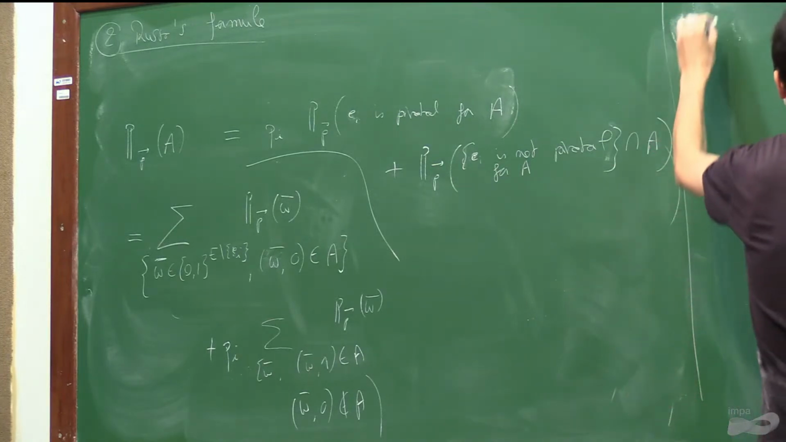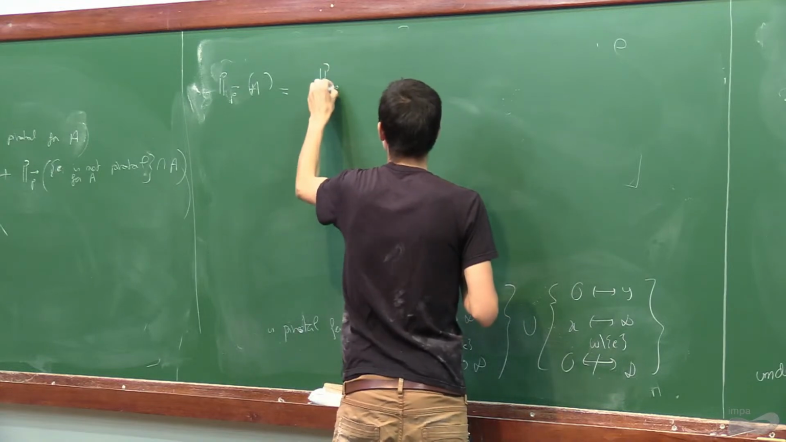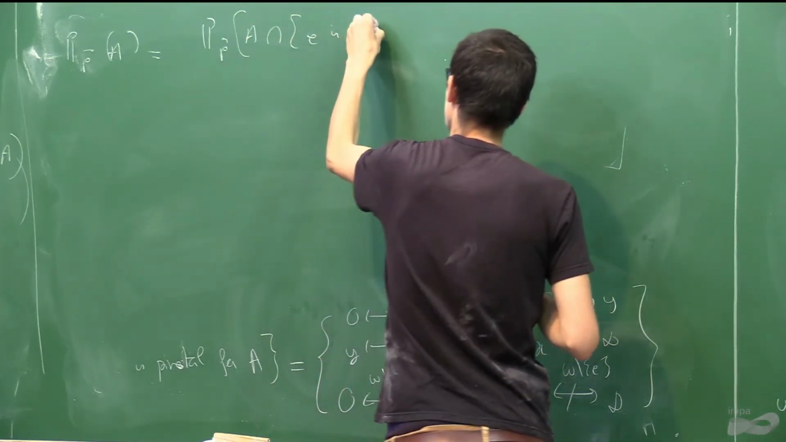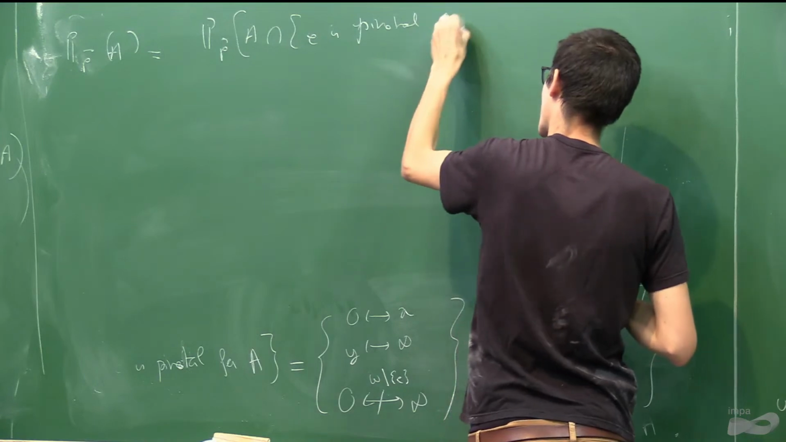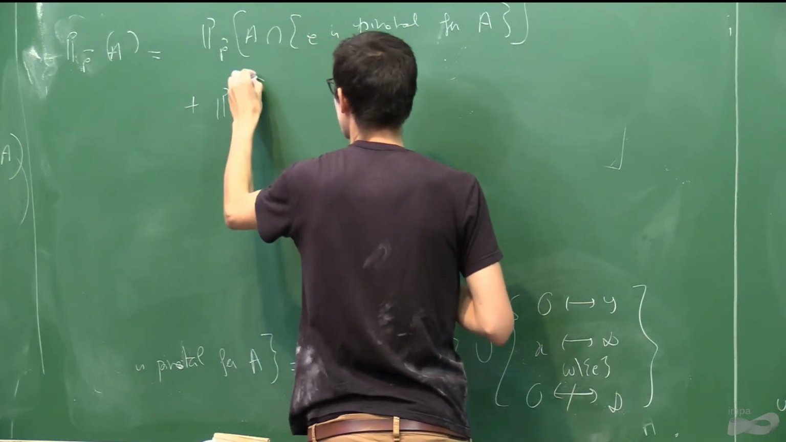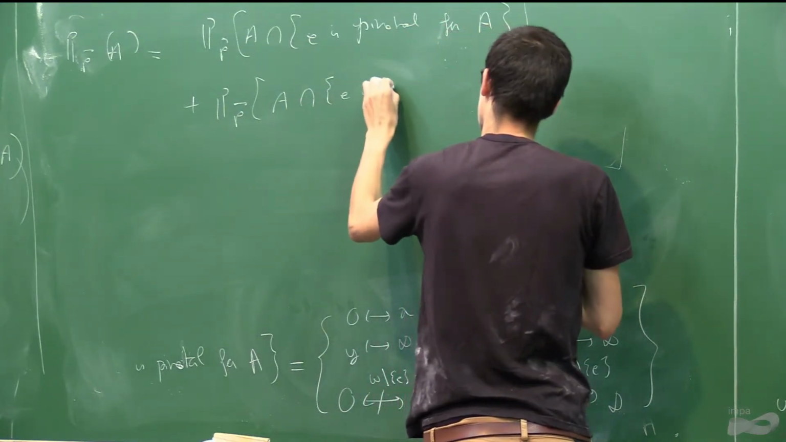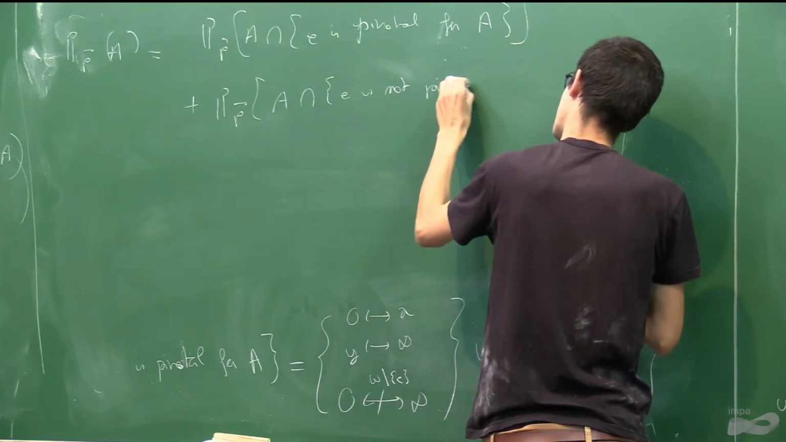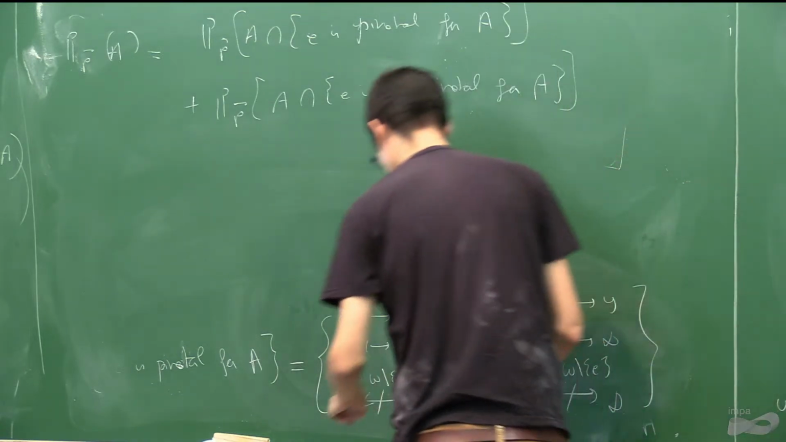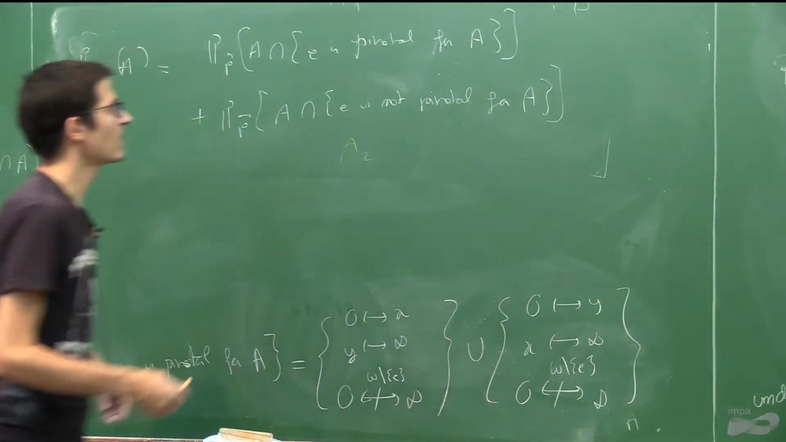So P_p of A is equal to P_p of A and e is pivotal for A, plus P_p of A and e is not pivotal for A. Okay, so let me call this A1 and A2.